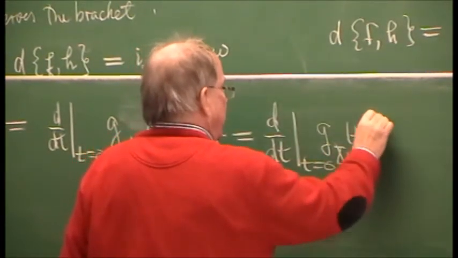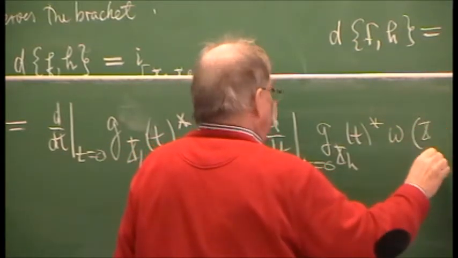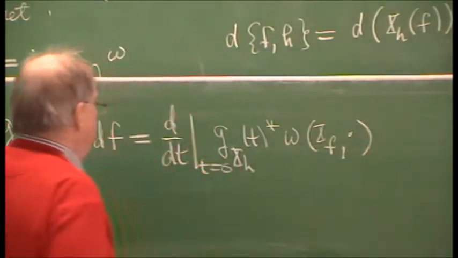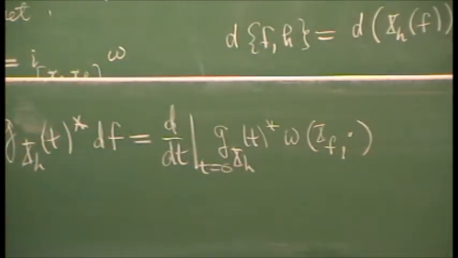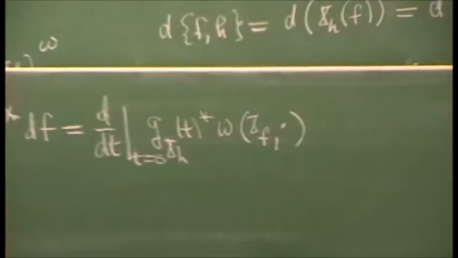You see, anybody can do this, as long as you follow your nose. And df, so it's X_f of this one form. That's what df is, because df is Hamiltonian. It's Hamiltonian, isn't it?